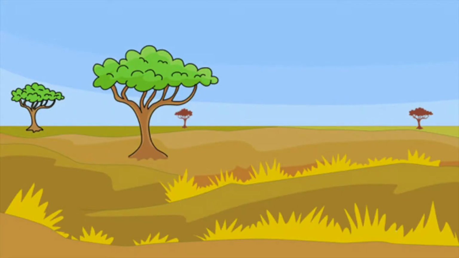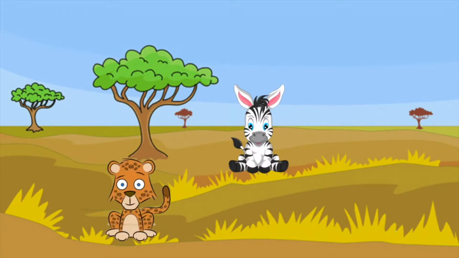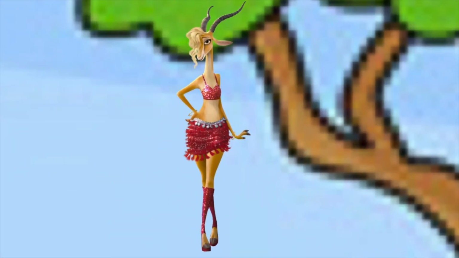The savanna is home to a wide variety of animals, including herbivores such as zebras, gazelles, or antelopes, and carnivores such as cheetahs, hyenas, and lions, but also eagles, rhinos, and water buffalo. So let's get into the biotic factors and abiotic factors.